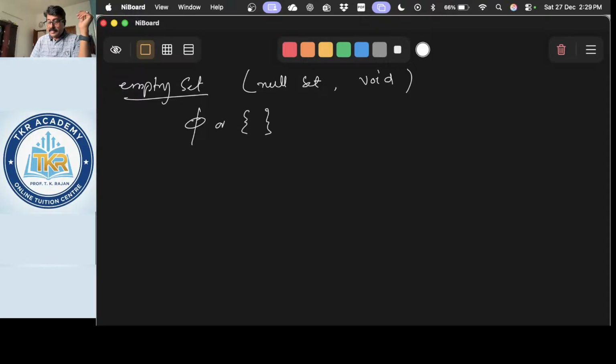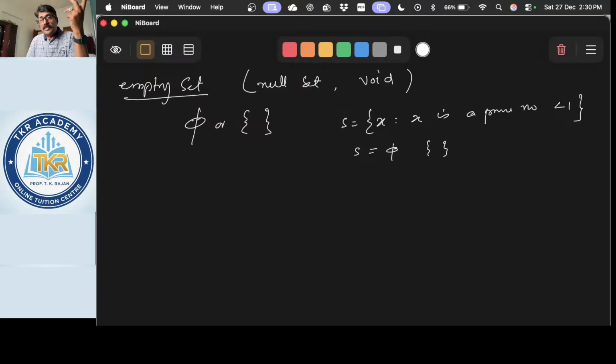Now let us take an example. Consider the set of all prime numbers less than 1. So S is equal to the set of all x such that x is a prime number less than 1, or less than 2. Now you can say there is no prime number less than 2, because 2 is the least prime number. So this S is an empty set, or we can write empty braces.